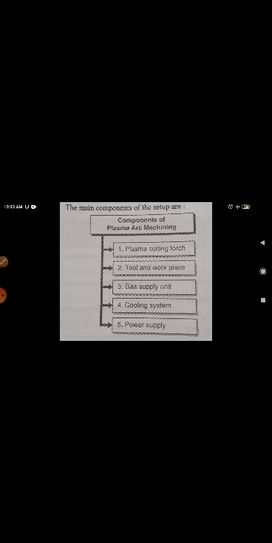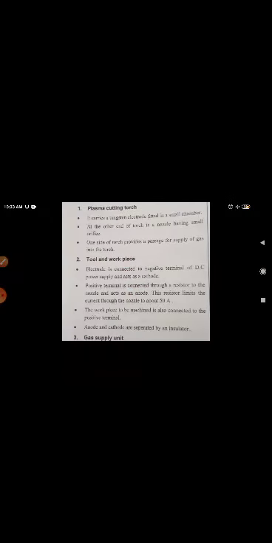That's why this is called plasma arc machining. Then the plasma cutting torch, which you have seen: tool and workpiece, gas supply unit, cooling system and power supply. Why is the cooling system necessary? Because it is generating a very high temperature, up to 16,000. Let's see what the plasma torch is.